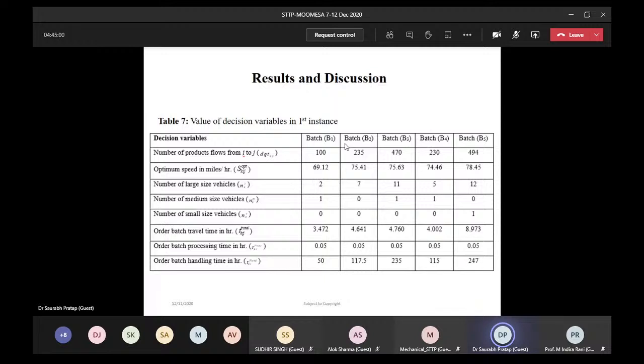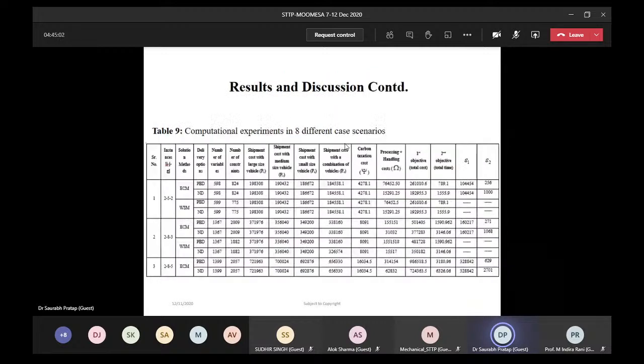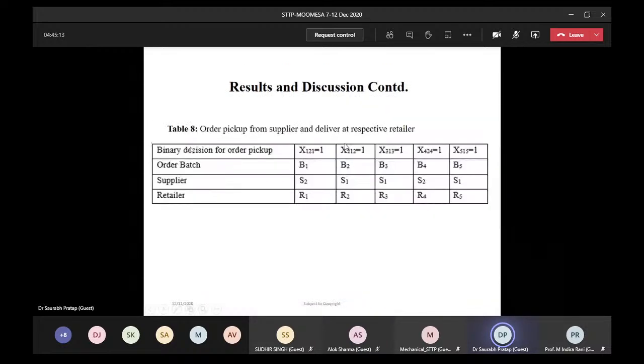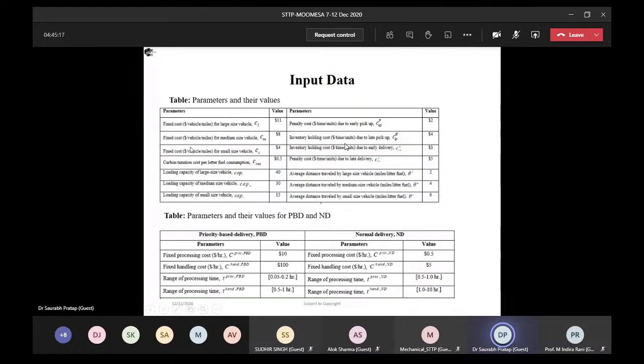And these are the results. You can see that this one is the epsilon constraint method, and this will be the weighted sum method. In the weighted sum method I have just randomly assigned the weights to the objectives, and identified by hit and trial method which weight will be more suitable for which objective, and after that I got this solution.